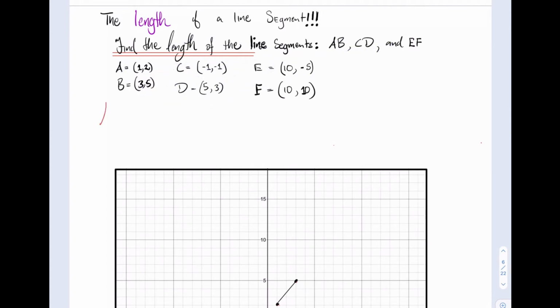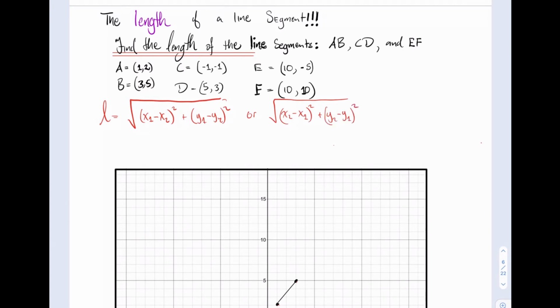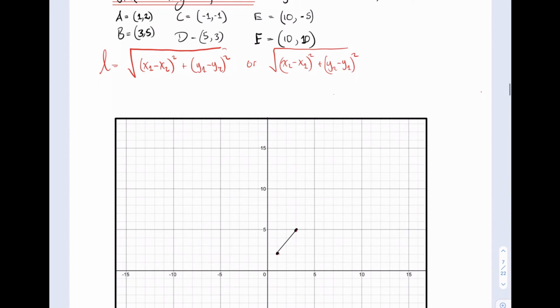So what is the formula for the length of a line segment? It is L equals the square root of (x1 minus x2) squared plus (y1 minus y2) squared, or the square root of (x2 minus x1) squared plus (y2 minus y1) squared, okay? Either of these formulas can be used to find the length of a line segment. Without further ado, we jump right in. Let's find the line segment.